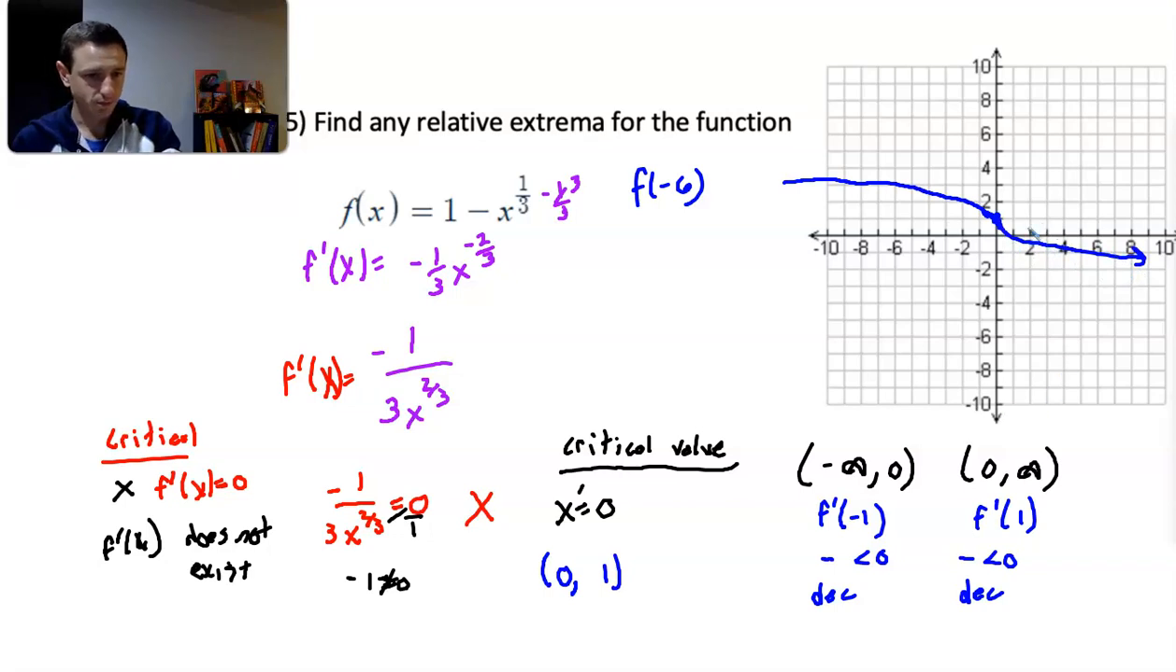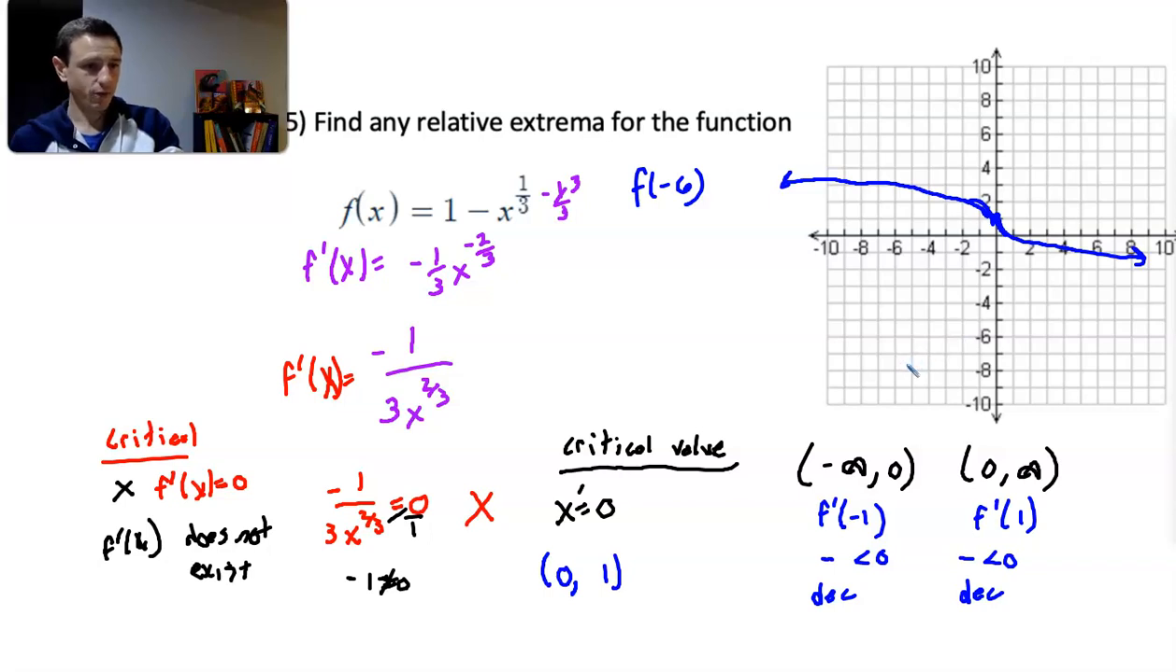And if you take a test point over here, like f of 6, if you plugged 6 into the original function, you'd see that it's just, and my graph is a little bit off, but that's what it's going to look like. It's going to be that motion. So it's going completely vertical right there at that critical value.